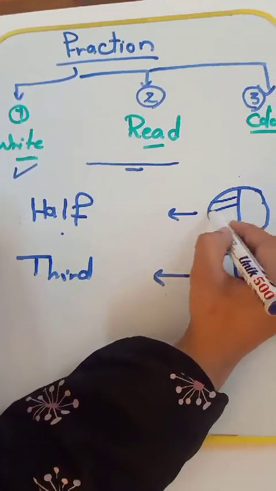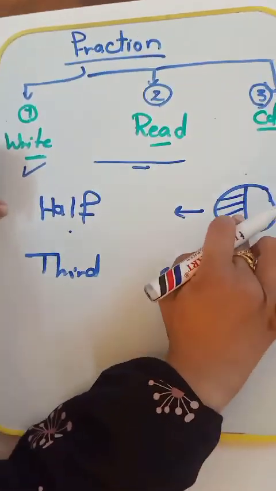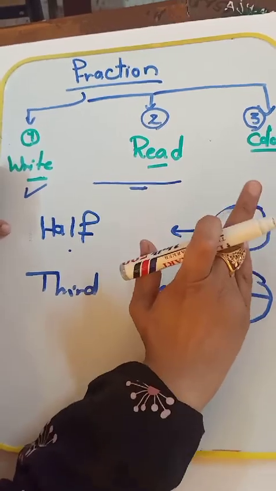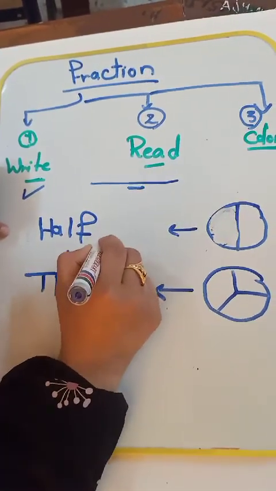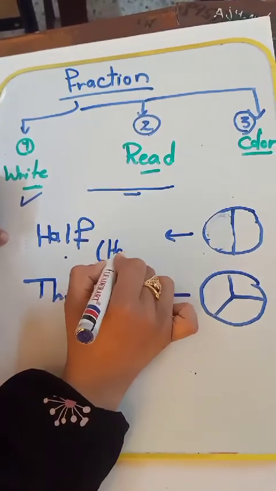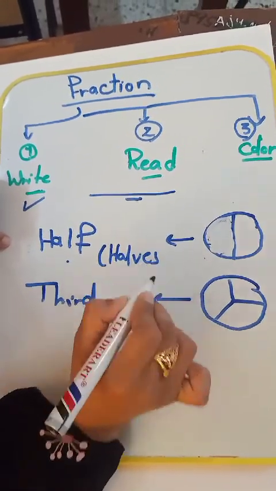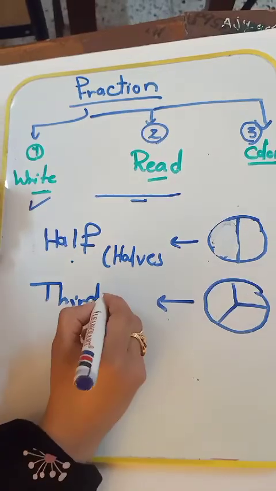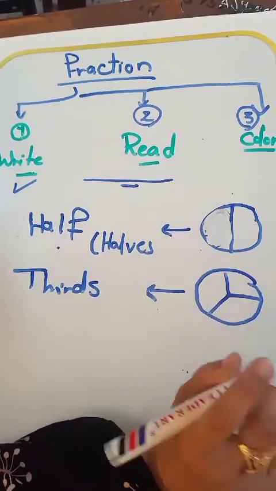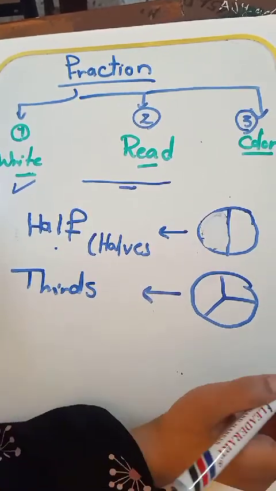If we have one part, it's called half. But if we have the circle without color, this is called halves. So, what's the name of this? Halves. And what's the name of this shape? Thirds. Okay, and the colored one only, 1/3 or a third only.